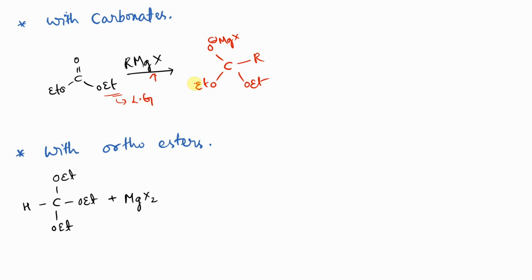This later forms a keto group because of the migration of the negative charge, as this OEt group is a better leaving group. So it forms C double bond O, R, OEt. Further, this compound has one more better leaving group, therefore the same reaction takes place again to form a ketone, R, C double bond O, R. So this is how the reaction of carbonates with Grignard reagent can be understood.